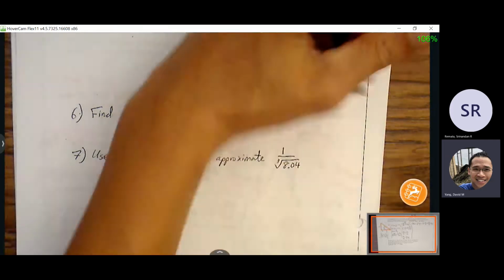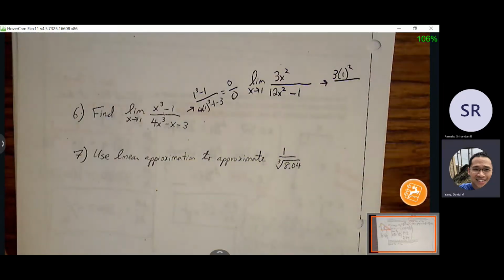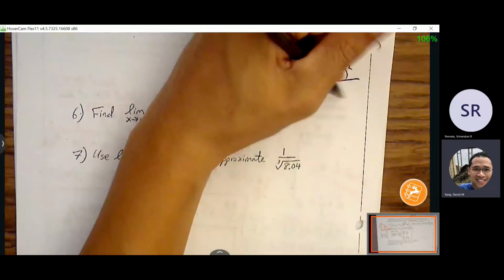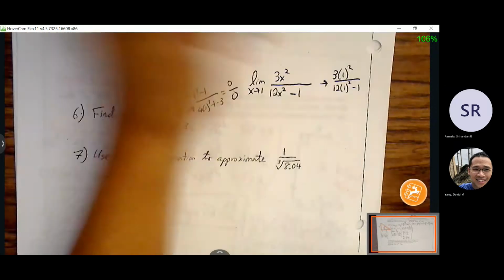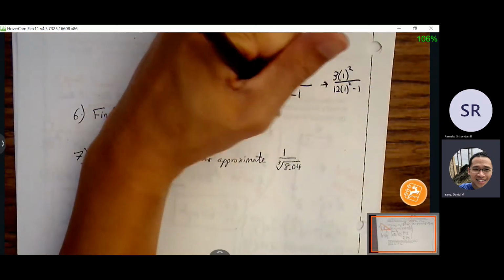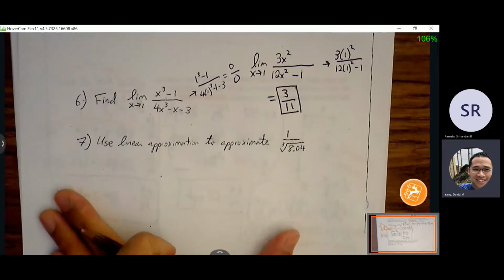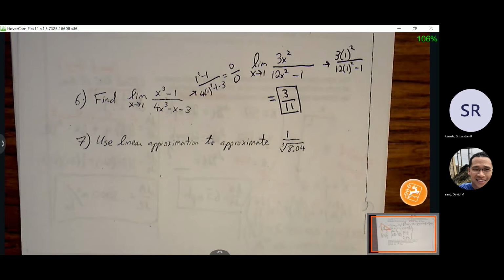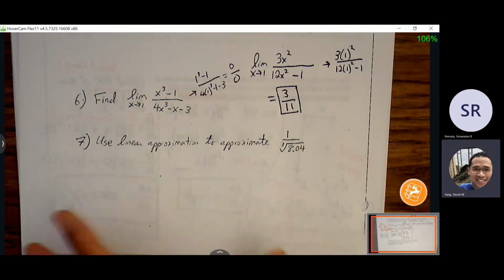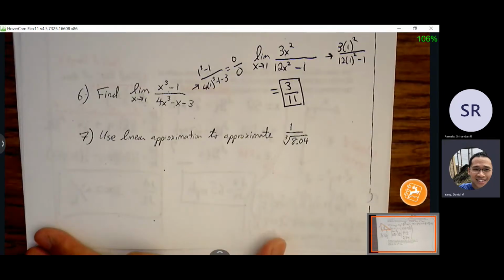1 in for x. Get 3. 1 in for x in the denominator. I get 11. 3 over 11 is the real number. That's my answer. There's no need to do any more work on this problem. We have our real number. We have our limit. Okay, questions with 6.